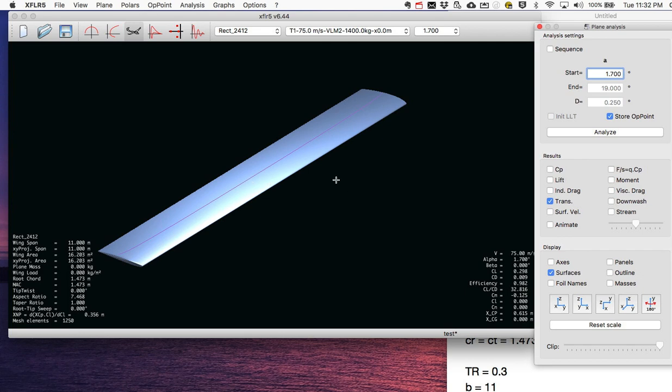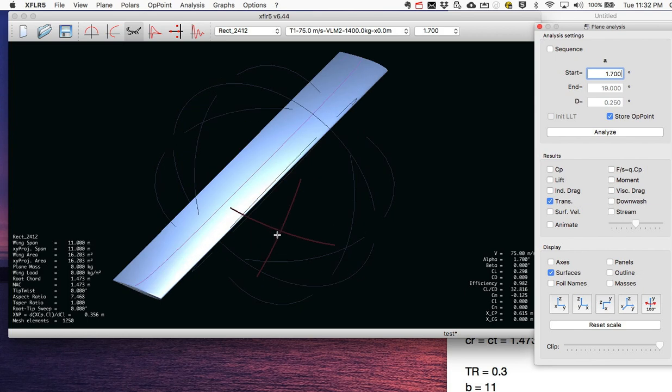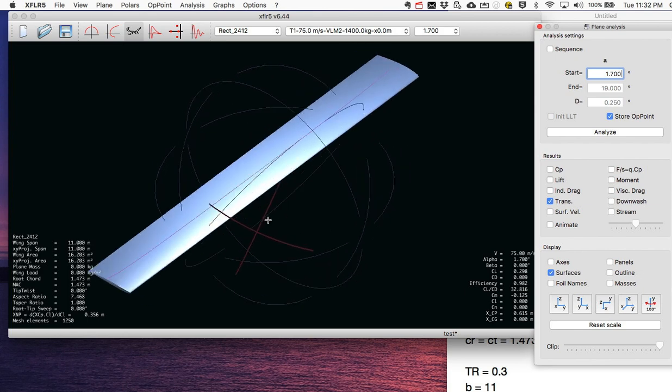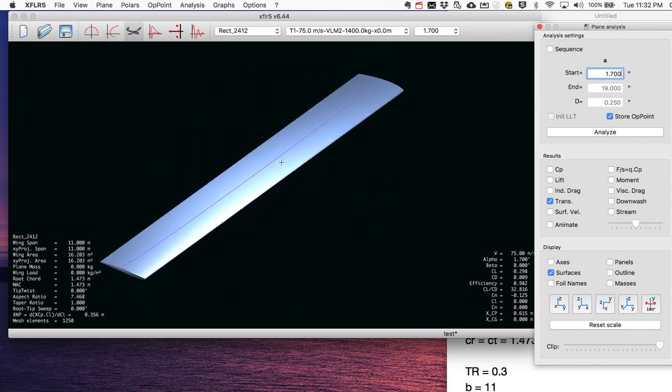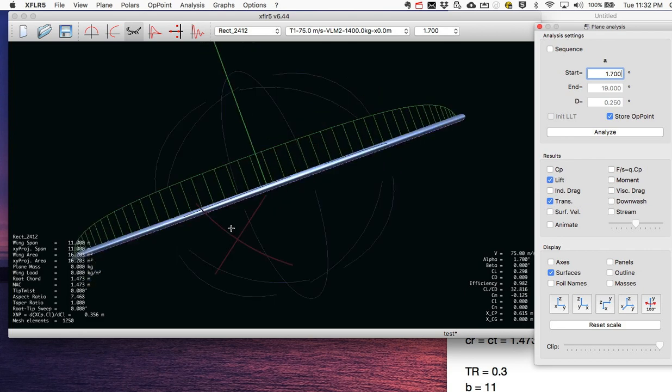And in this 3D window, as I show in the other video, you can look at some important stuff, which is the transition. This is the upper surface. You can see the transition on this upper surface is about 50% of the chord at this Reynolds number. It's pretty close to 50% of the chord is where you're getting transition. You can also look at the lift distribution. It's a nice looking lift distribution.